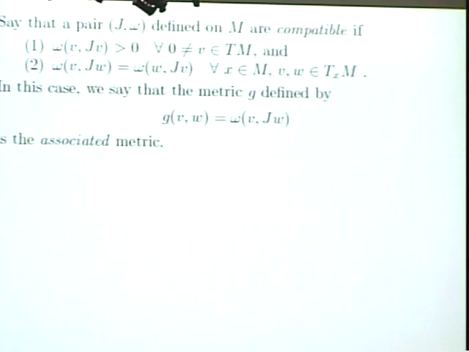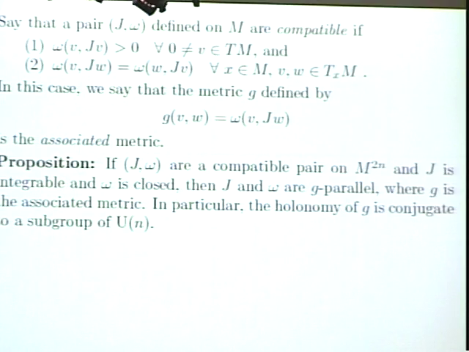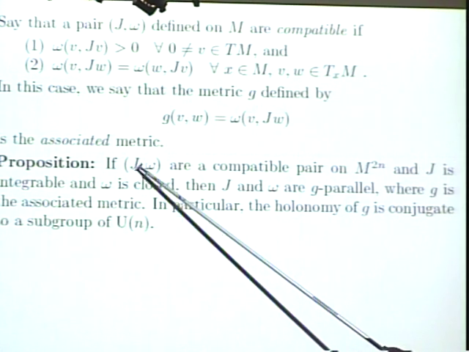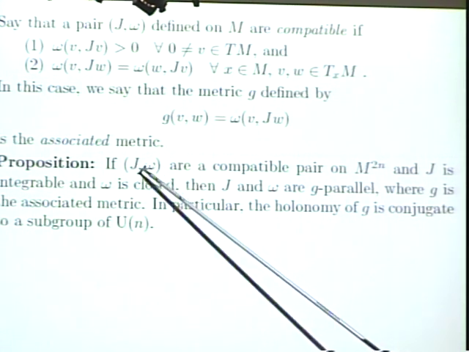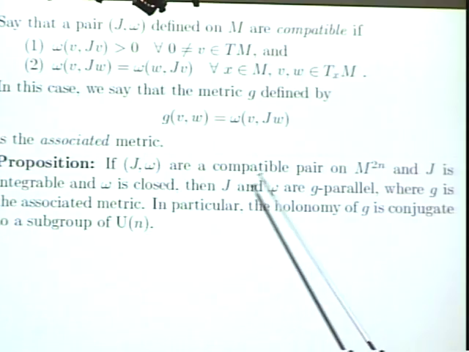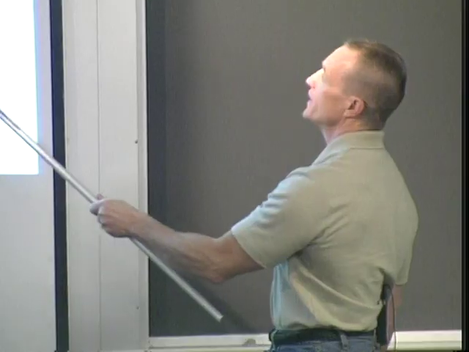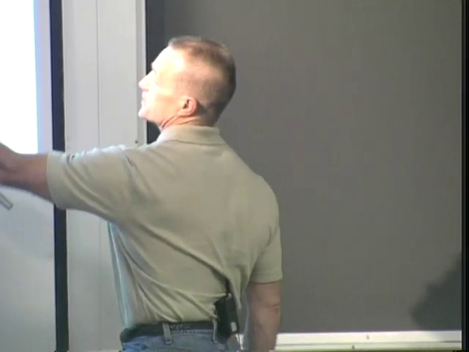And the critical proposition is this: if you start with a compatible pair of a complex structure and a closed two form, which we know we'd have to have if it was going to come from a G parallel metric, that if you take a compatible pair, J is integrable and omega is closed, then J and omega are in fact G parallel, where G is this associated metric. So in particular, that says the holonomy of G is conjugate to a subgroup of U(n).